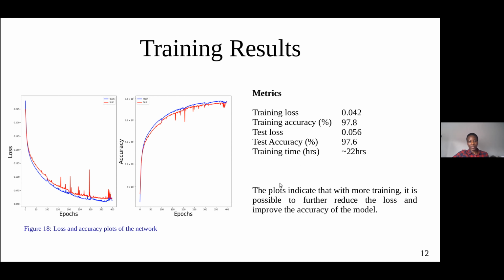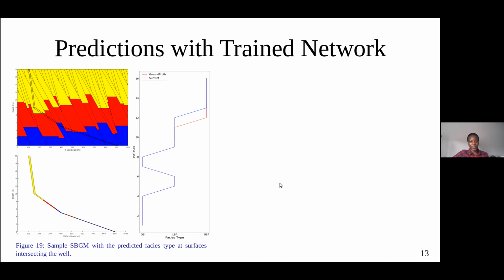So this is just the training and the loss and accuracy plots for the network, and just to show some examples of the predictions. As you can see here, we have a deviated well, so it's a varying well trajectory, and we can take any point along this well and predict the facies type, the rock type.